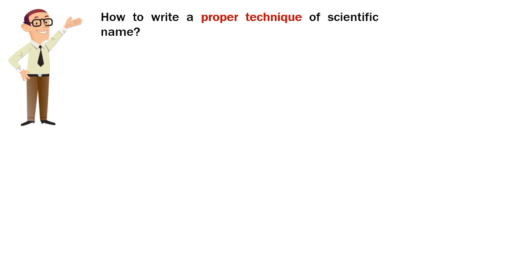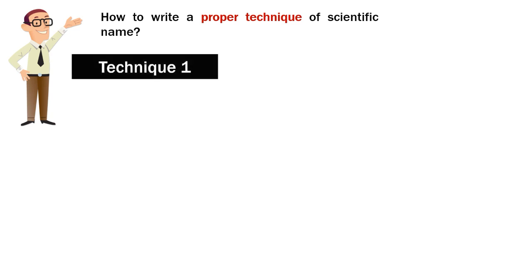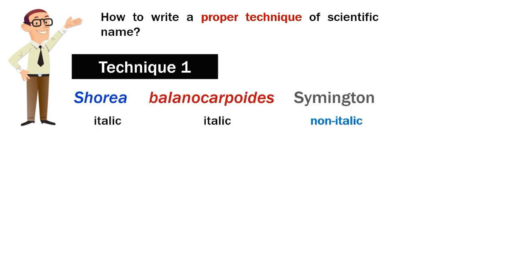And how do you write a proper scientific name? There are two techniques. The first technique, we write the scientific name in italics, the genus and species. As you can see on this species from Dipterocarpaceae family, Shorea balanocarpoides Symington. Symington is the person who described this species. So for technique number one, you write the genus and species in italics, but not the person who described it.